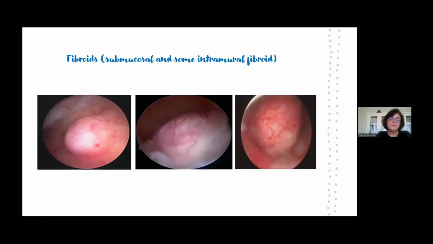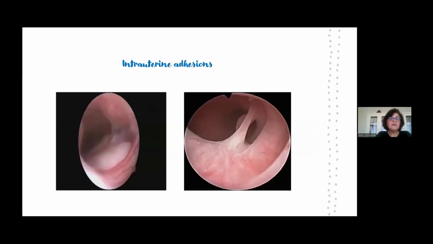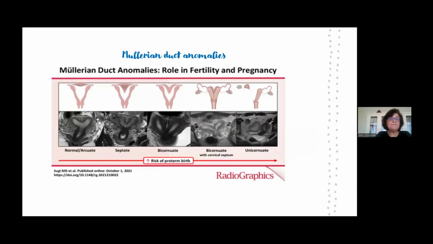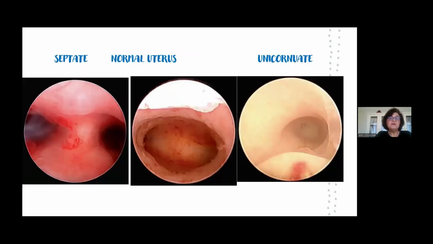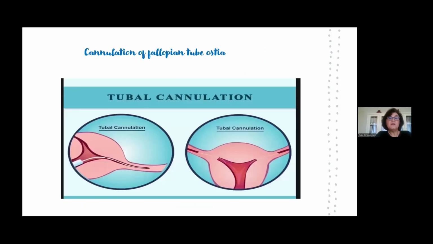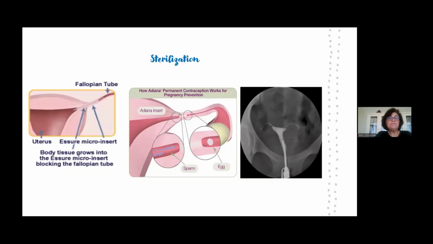Here is a picture of fibroids, submucosal and intramural, polyps, intrauterine adhesion, uterine anomalies. Again, in this picture, we can see a normal uterine cavity, a septate uterine cavity, and a unicornuate uterine cavity. In this picture, we can see retained intrauterine contraceptives, cannulation of fallopian tube ostia, sterilization with Essure microinsert or Adiana insert.